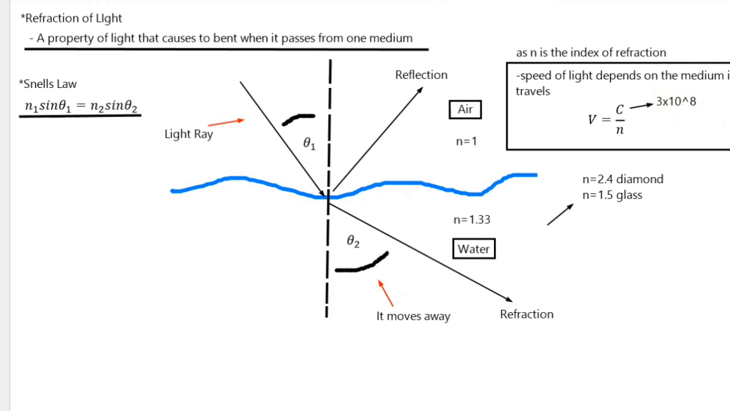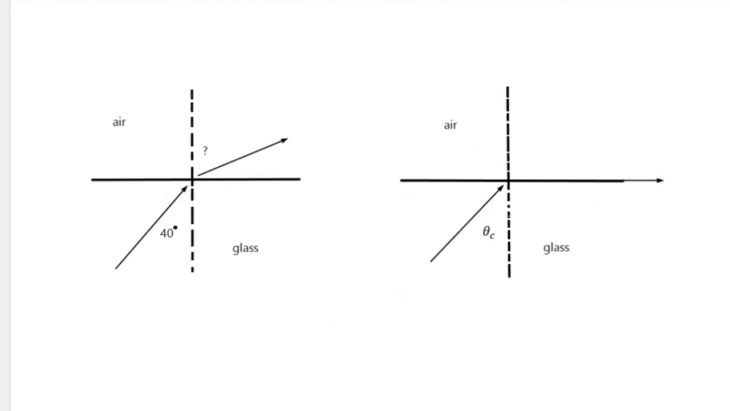We have other indices of refraction here. Examples are diamond and glass. Now let's have a sample problem. We're going to calculate the angle. The index of refraction of air is n equals 1, and we were given earlier that the index of refraction of glass is 1.5. There's a light ray that hits it, and it gives off 40 degrees of angle.